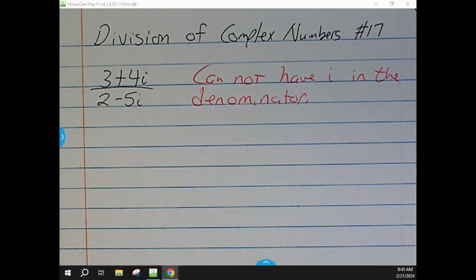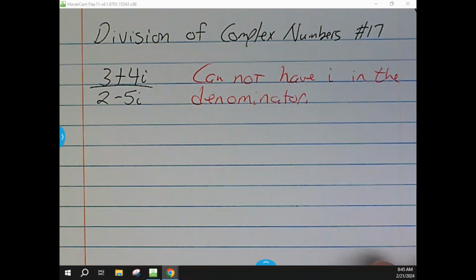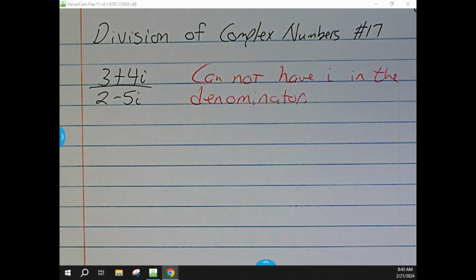Okay, so that's the big thing with complex numbers, they say, all right, you cannot have i in the denominator, just because, honestly, this is kind of some leftover stuff from way back in the day before they had a lot of good calculators that would do stuff. We've got enough calculators now that this is probably not a big deal, but it's still one of those things that they're hanging on to a little bit. So here's what you're going to do.